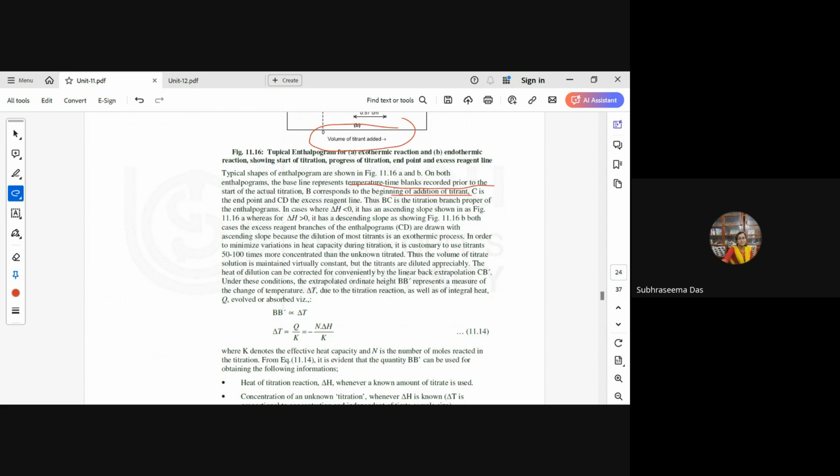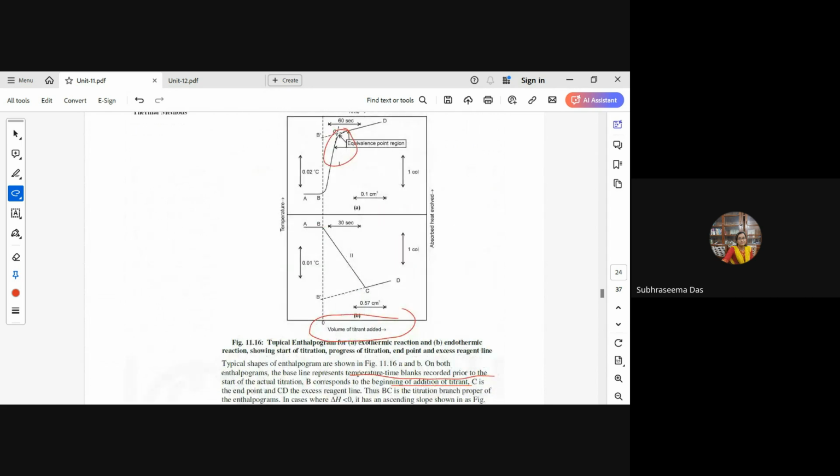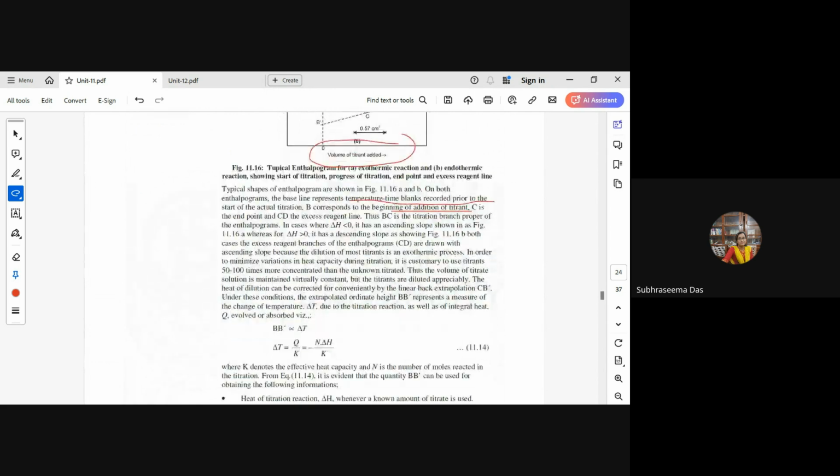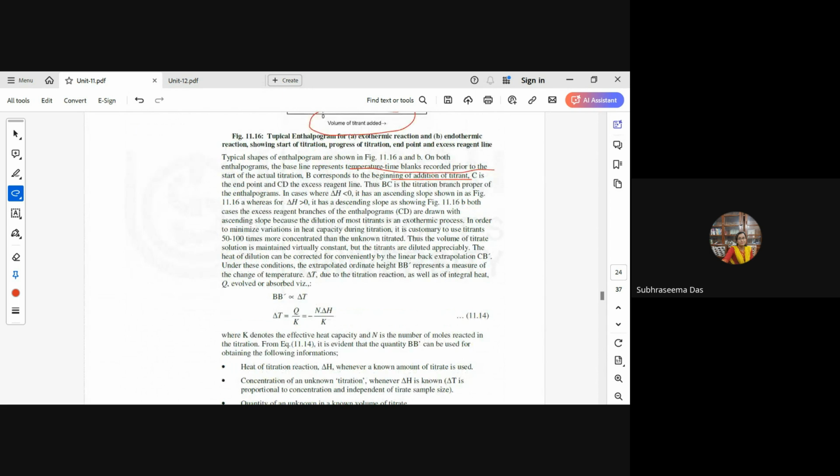In figure 11.6b, we can see that in both cases the excess reagent branches the enthalpograms, because the dilution of most of the titrants is an exothermic process. So in order to minimize the variations in heat capacity during titration, it is mostly advisable to use a titrant which is 50 to 100 times more concentrated than the unknown titrated.